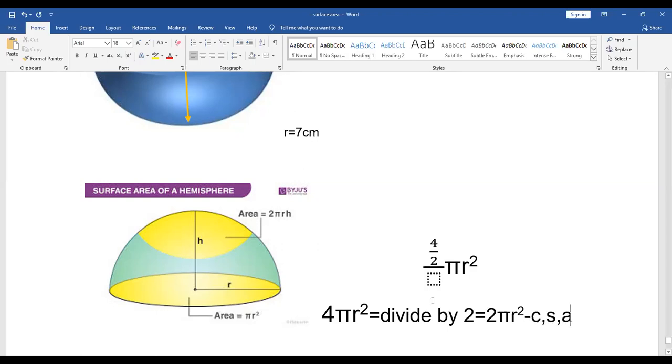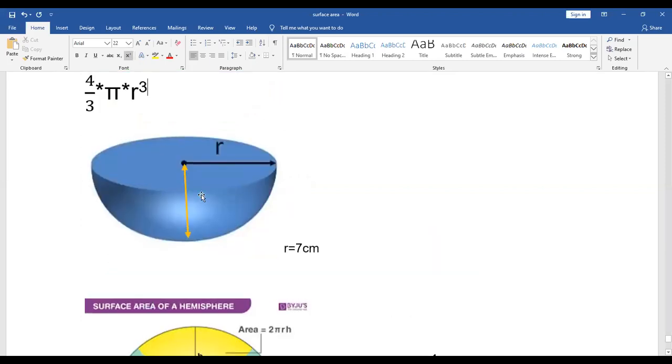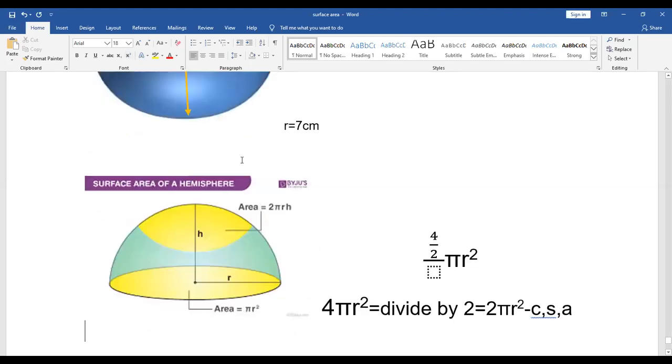Now, remember we said the top is circular. As you can see the shape here, the bottom here is a circle. The top is also circular. So the curved surface area is what we have said, 4 pi r squared divided by 2. And then we have now the top. So the top is made by a circle. So how do you find the area of a circle? The top of a hemisphere is a circle.